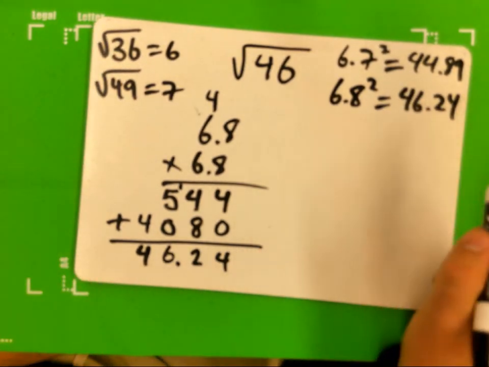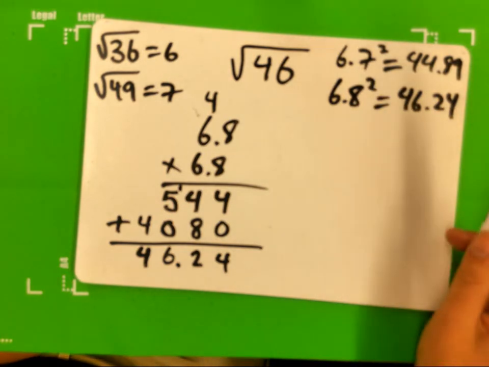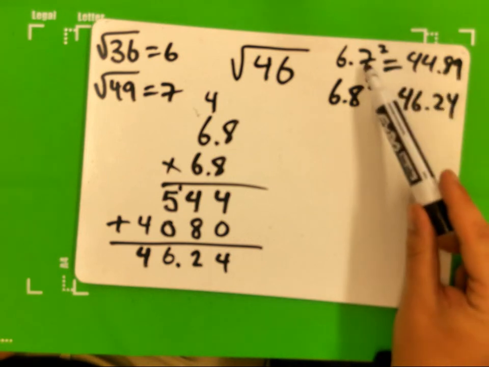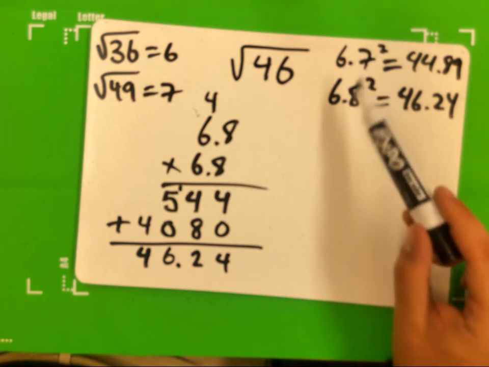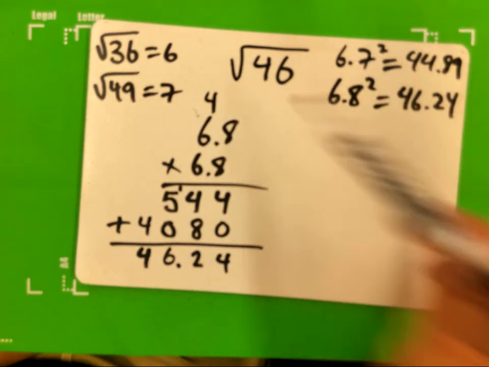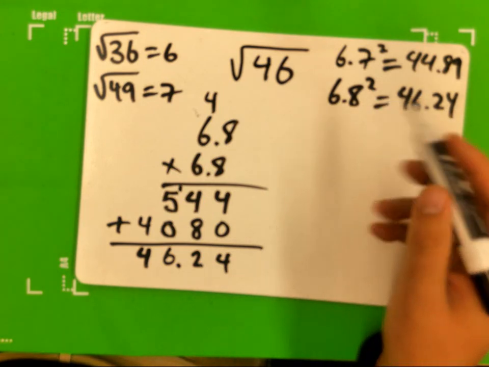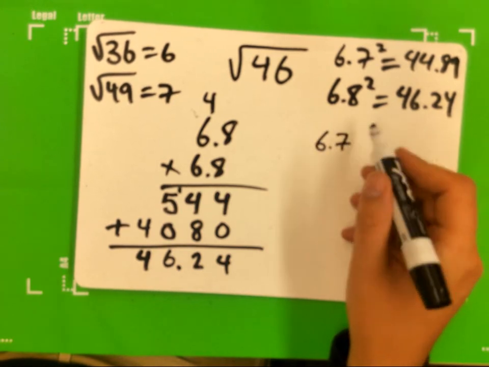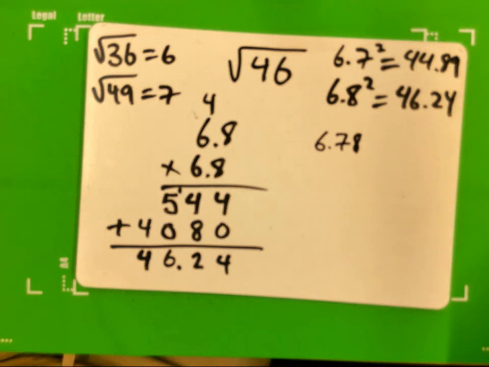Again, that would be the better answer if you were doing one decimal place. Of course, I could say, well, 46 still falls between these two numbers, so I could take a number in between 6.7 and 6.8, and I would find an answer that would be closer, assuming I stayed close to 6.8. So, for instance, if I tried 6.78 maybe, I would say that would give you a closer answer to the square root of 46.